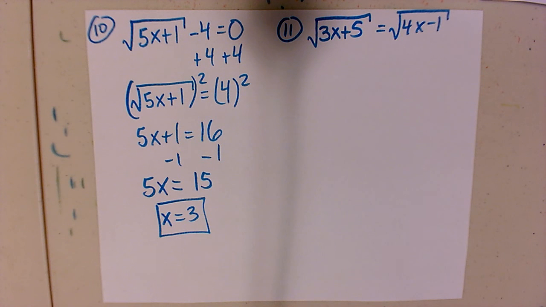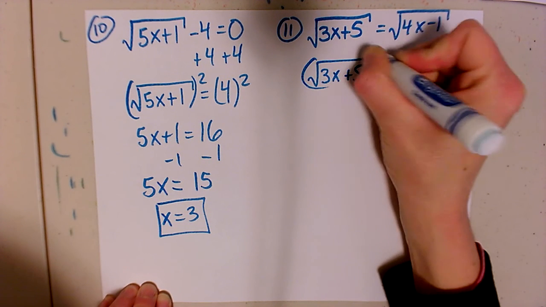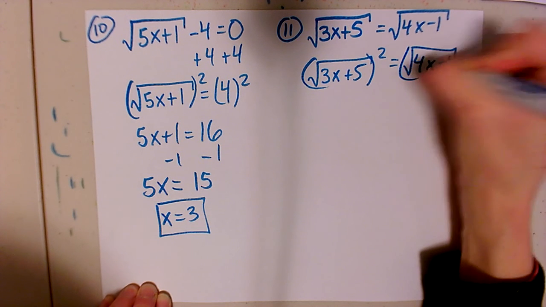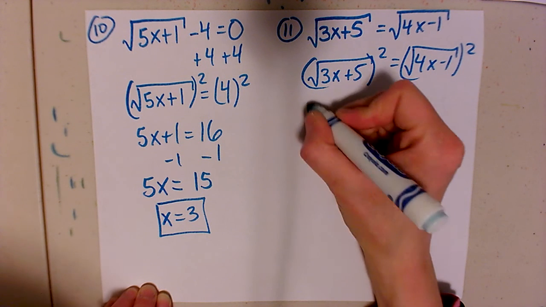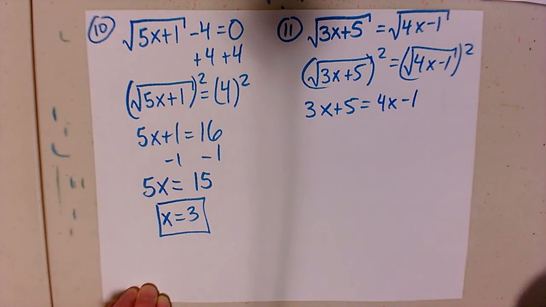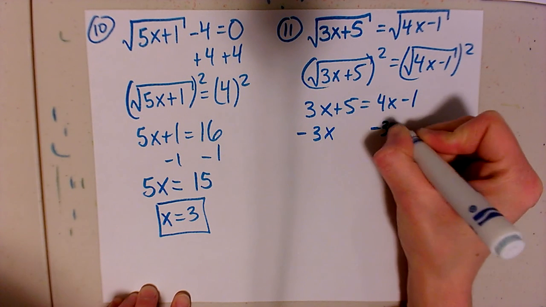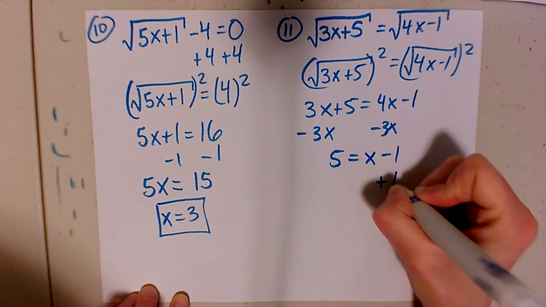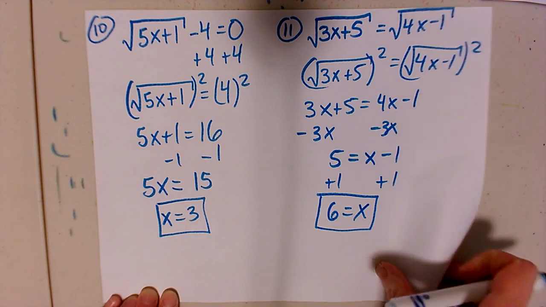So we want to get rid of them. So we can just square both sides. So I'll square the left side, and I'll square the right side. So in both cases, when we square them, the square roots are going to disappear, and we'll have just 3x plus 5 is 4x minus 1. So now this is like an equation that we had from the very beginning of the year, and we'll just go ahead and work it out to get x by itself. And so our answer there, x is 6.